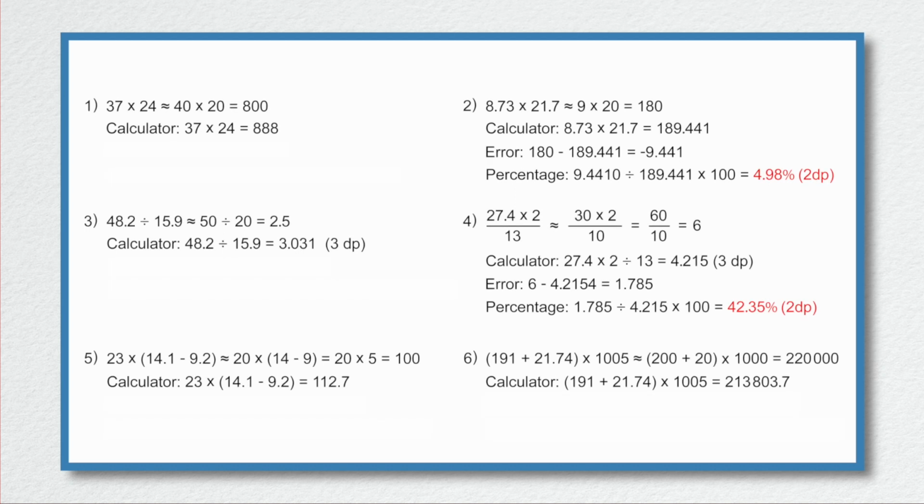What I'd like you to do is to pause the video and then for the remaining questions, so that's questions 1, 3, 5 and 6, work out the error in each case, so that is the estimate subtract the actual calculator answer, and then work out the error as a percentage of the actual calculation and give that answer to 2 decimal places where necessary. So pause the video and have a go.